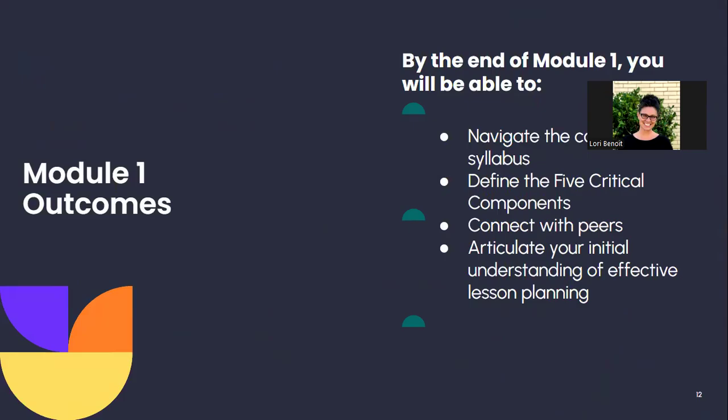So let's review our Module 1 outcomes. This is what success looks like. Once you complete the quiz and the discussion and review the lesson design components, you're ready to move forward. So make sure you navigate the course and the syllabus. You should at this point be able to define the 5 critical components of lesson design, which we quickly reviewed. I want you to connect with peers and share yourself with your instructor. And I want you to articulate your initial understanding of effective lesson planning in that discussion board.